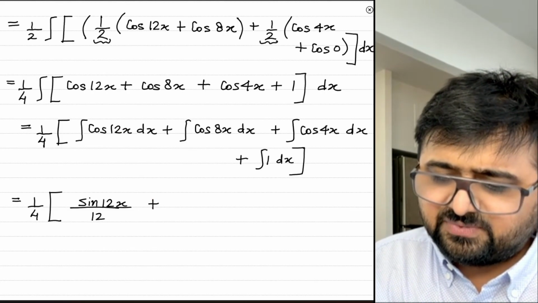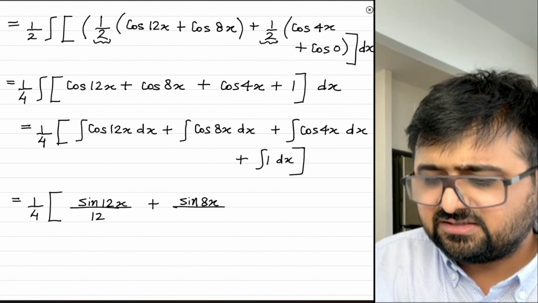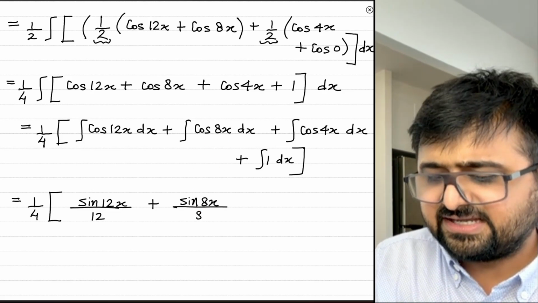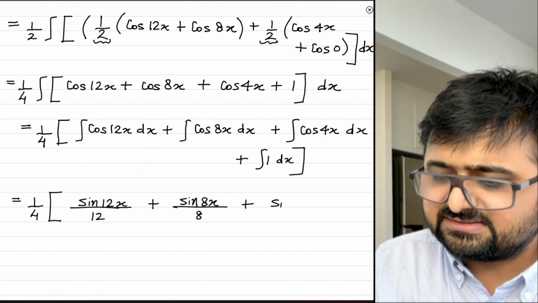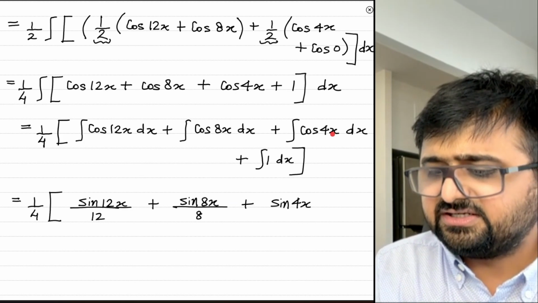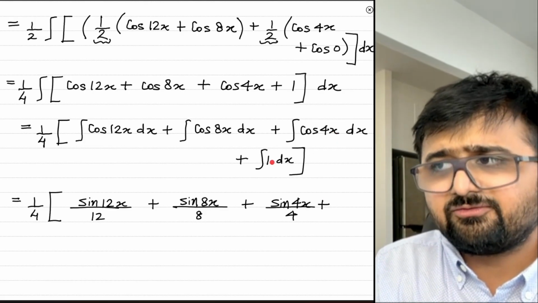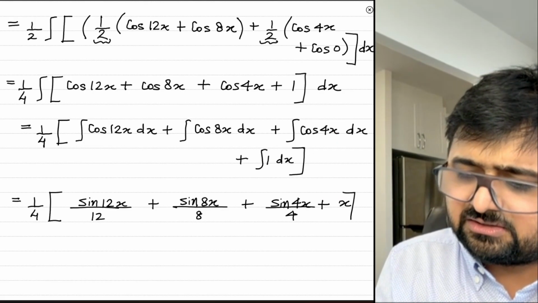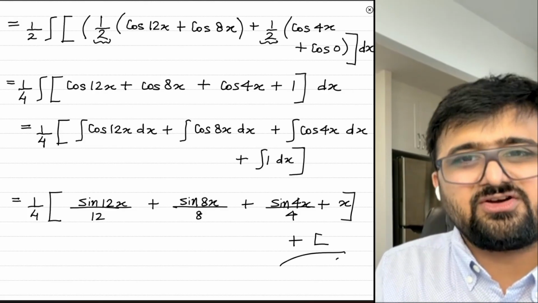Okay, so plus integral of cos 8x is sine 8x divided by the coefficient of x, which is 8, plus integral of cos 4x is sine 4x divided by the coefficient of x, which is 4, plus integral of 1 is nothing but x, close the bracket. Let's add the constant of integration c, and that is your final result.